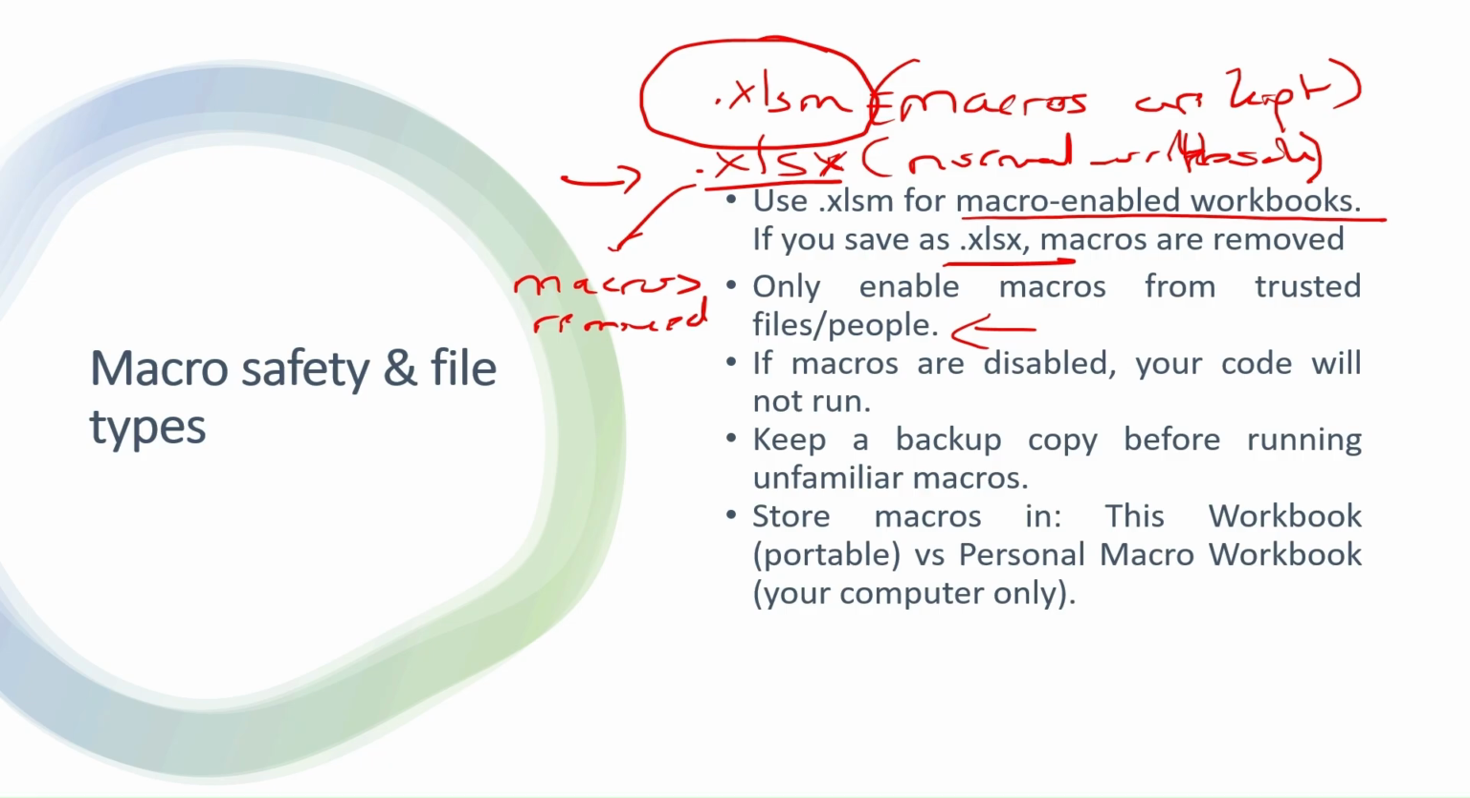Now, where are macros stored? Macros can be stored in this workbook, so the macros stay inside the file. It's good for sharing with someone else. That's what we refer to as a portable workbook. But you also have the personal macro workbook, which is stored on your computer only. It's good for your own shortcuts. But we are not necessarily going to use the personal macro workbook. We are going to save macros using this workbook.